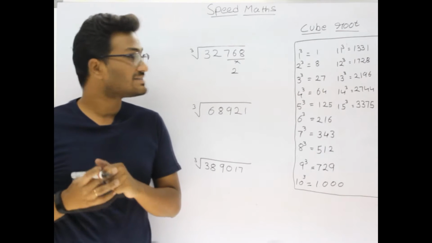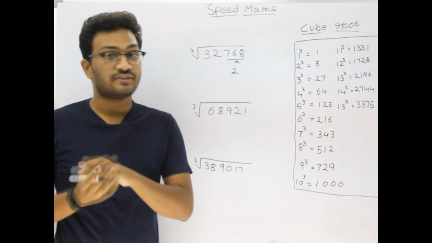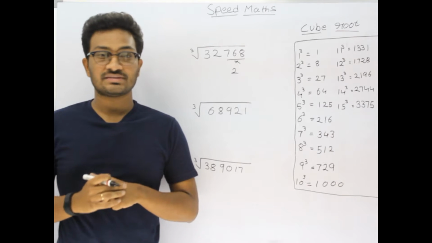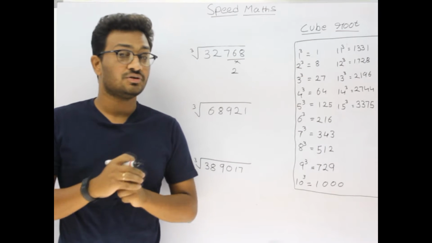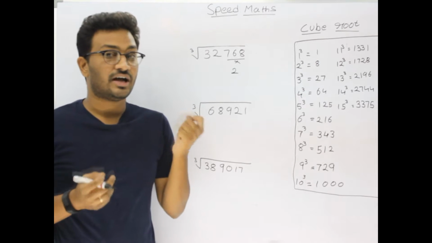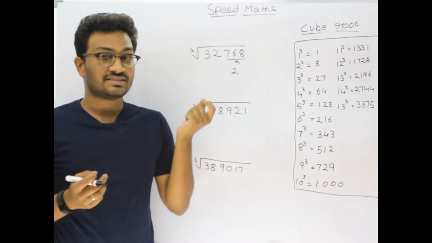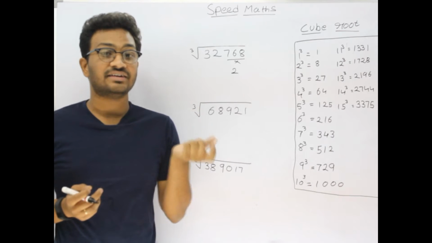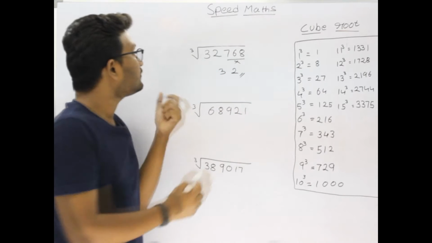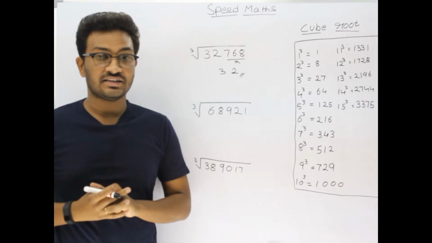Now tell me a number which is less than 32 and a perfect cube. We know that 1 cube is 1, 2 cube is 8, 3 cube is 27, 4 cube is 64. So we have to take a number less than 32 and a perfect cube, and that number is 27, and its cube root is 3. So the cube root of 32768 is 32.